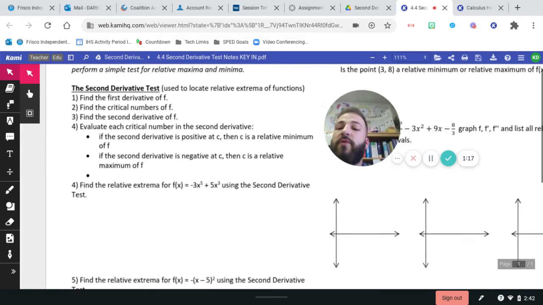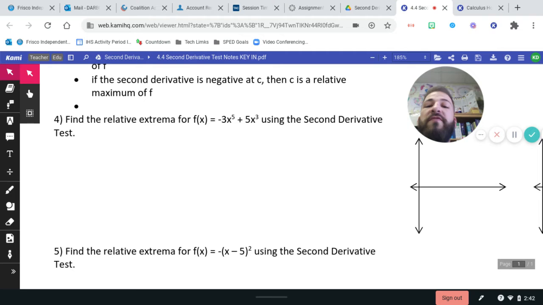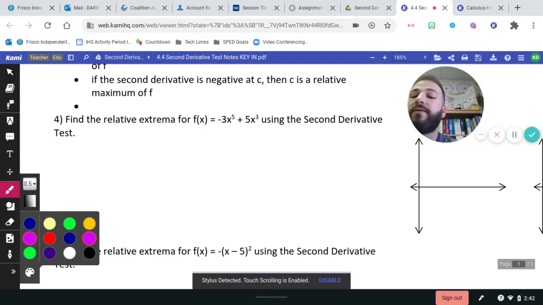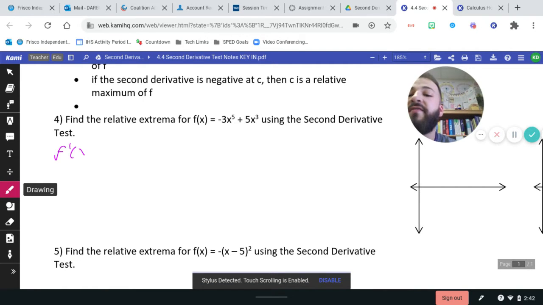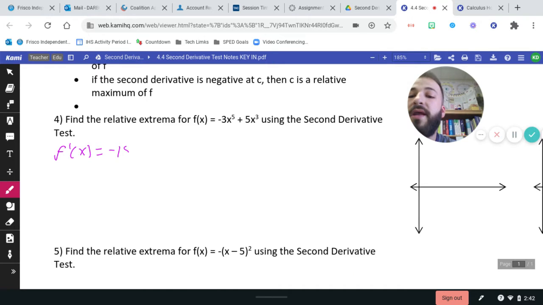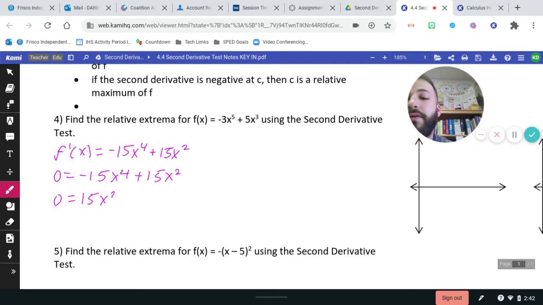So let's look at an example here, number 4. Find the relative extrema for f of x is equal to negative 3x to the fifth plus 5x cubed using the second derivative test. So first derivative, f prime of x is equal to negative 15x to the fourth plus 15x squared. We can set that equal to 0 to find our critical numbers. Factor out a 15x squared, and we get x equals 0, x equals positive and negative 1.